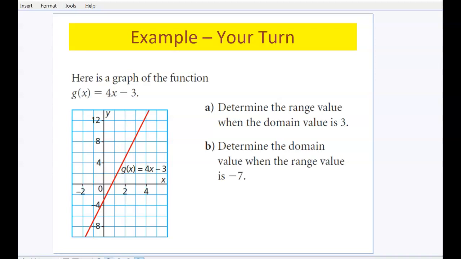All right, I want you to pause the video and give this one a try. Okay, so here's the graph of the function g of x, which is 4x minus 7, and we want to determine the range value or the y value when the x value is 3. So when x is 3, the y value is right about there, and that appears to be about 9. Question B says determine the domain value when the range value is negative 7. So when the y value is negative 7, that's right about there, and the domain value would be negative 1.